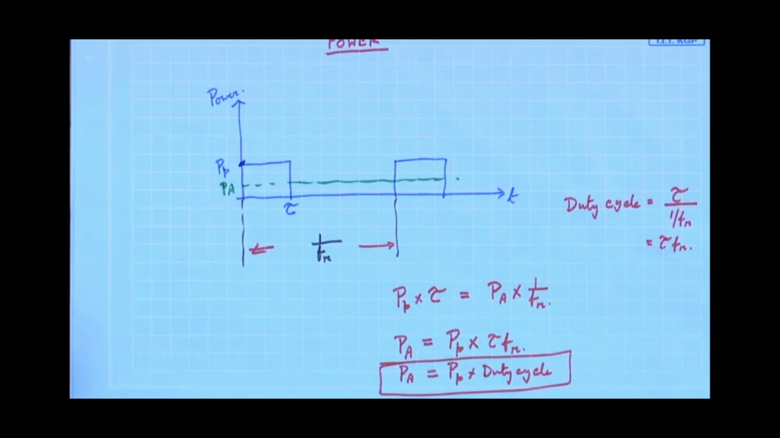In radar systems, peak power is critical for detection, while average power is a transmitter specification. Key formula: PA is equal to PP into tau times FR. Or equivalently, PA is equal to PP times duty cycle.